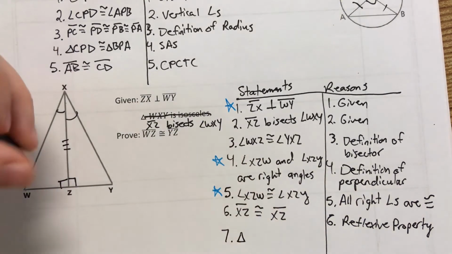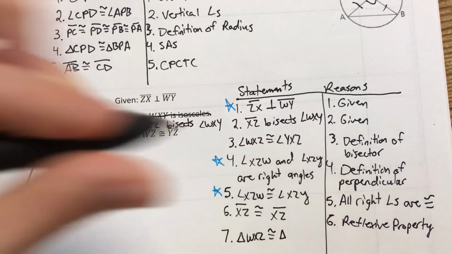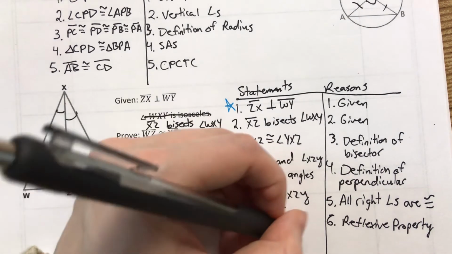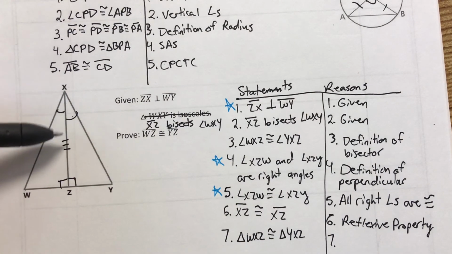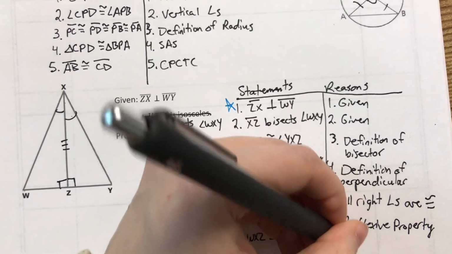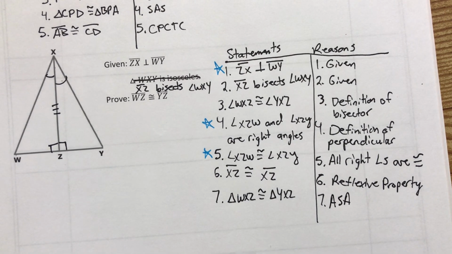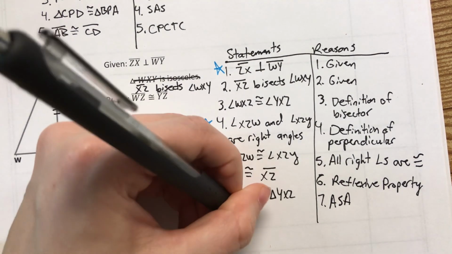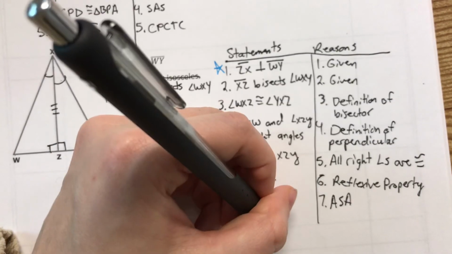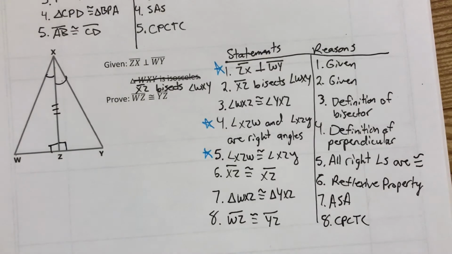And now we have enough information to prove that these two triangles are congruent. So triangle, got to name them right, WXZ is congruent to triangle YXZ. And the reason for that is angle, side, angle. And of course, we were not asked to find that the two triangles are congruent. We were asked to prove that WZ equals YZ. So we're going to put a step 8 where we say WZ is congruent to YZ by CPCTC. Corresponding parts of congruent triangles are congruent.